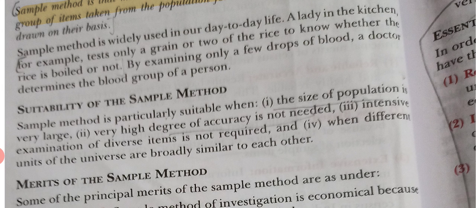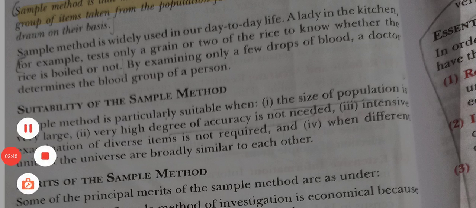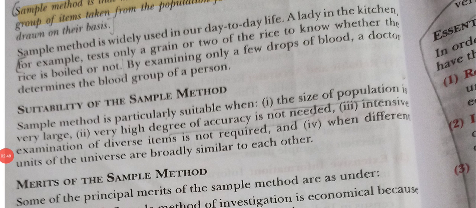Next is when different units of the universe are broadly similar to each other. Suppose you are going to a slum area, where poor households are living, they are very similar in their characteristics. So out of all the households, you can select any few households to get the information, and on the basis of that information you can draw the conclusions. But if the characteristics of the items are diverse, like some are middle income families, some are high income families, then sample method cannot be useful. When characteristics of the items are the same, then this method can be used.